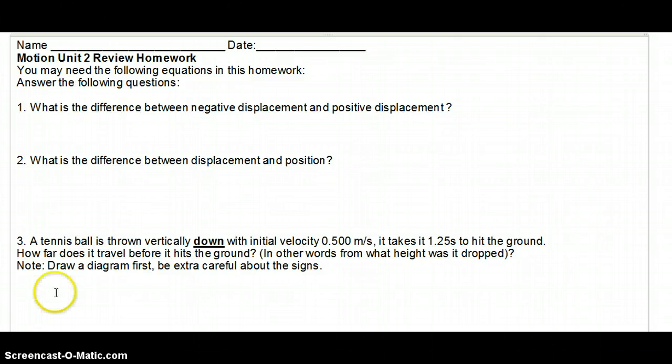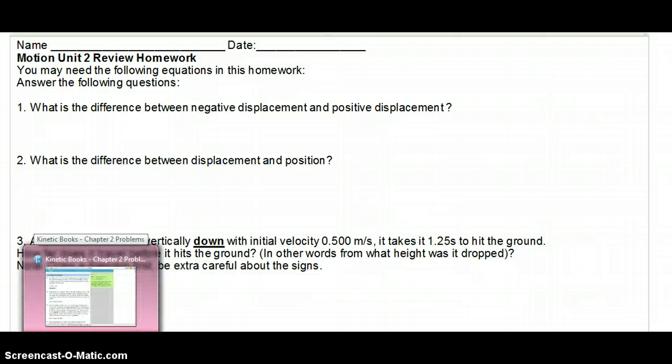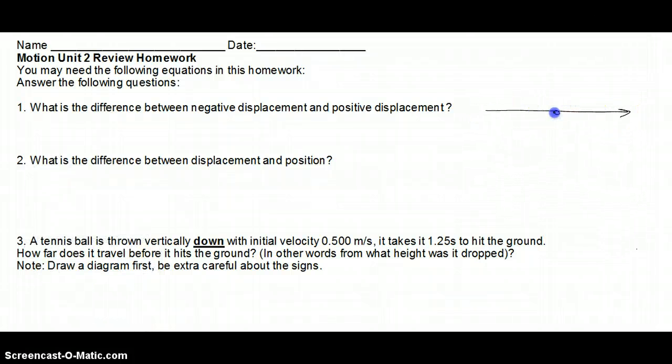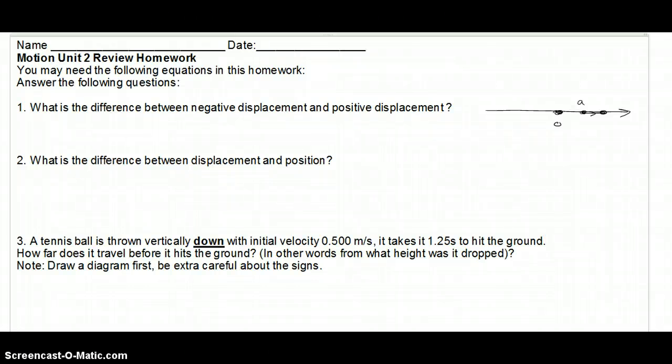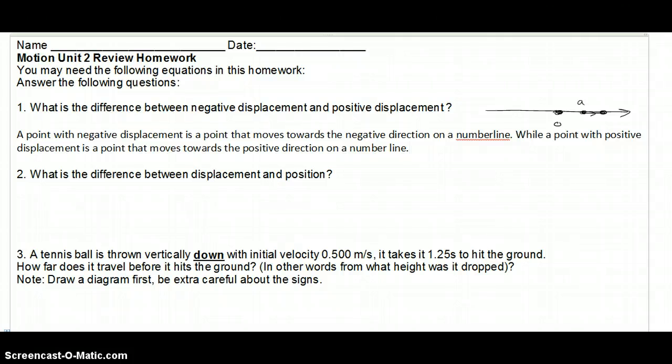So, the first question is, what is the difference between negative displacement and positive displacement? I will draw a little sketch for myself and think, what is displacement anyway? Displacement is the change of position of a point, which means that a point with negative displacement is a point that moves toward the negative direction on a number line, and a point with positive displacement is a point that moves towards the positive direction on a number line.